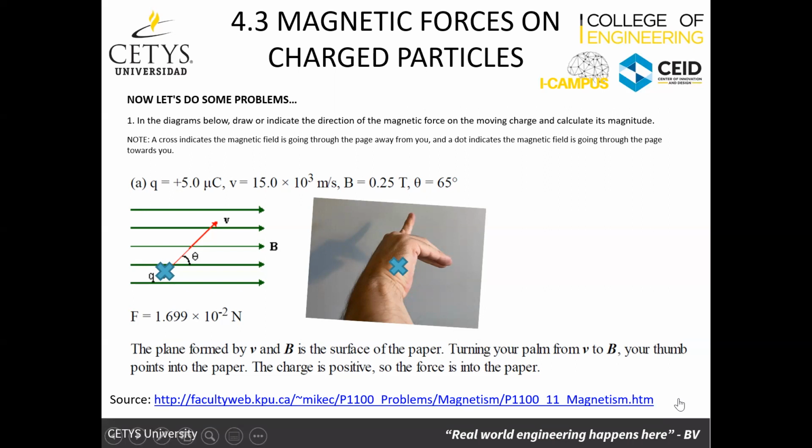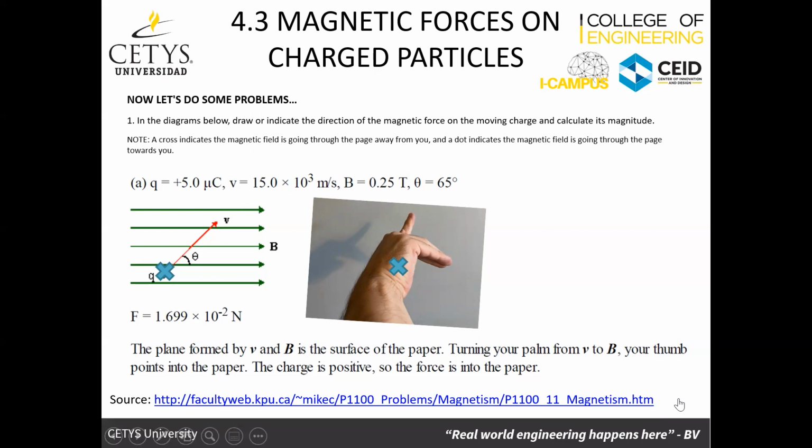Let's just calculate that force. We're going to get to that in a moment, but yes, the calculation of the force is simply substituting the values, and I'm going to write that down here.